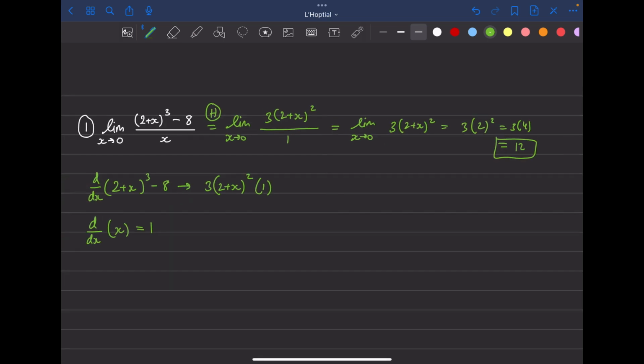Okay, pretty simple. Once again, small recap. All we did, you took the derivative of the top and the bottom, and you found the limit. It's as easy as that. Okay, let's move on to question number 2.